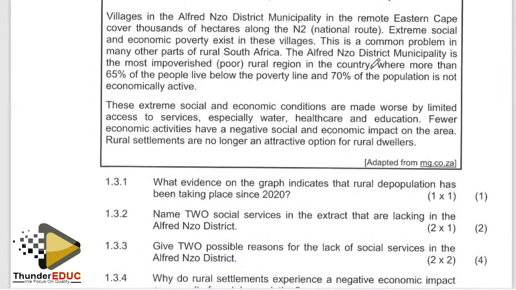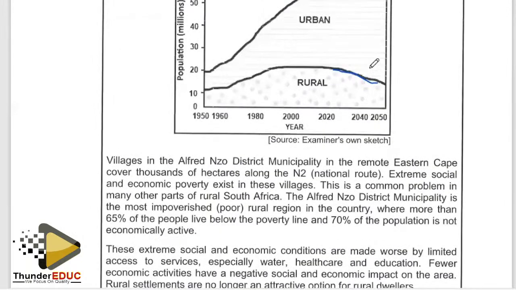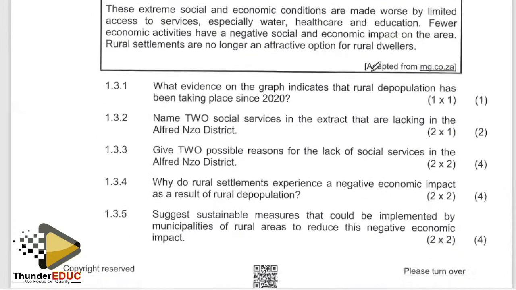The evidence is that the graph of the rural settlement shows a decreasing trend of the population.